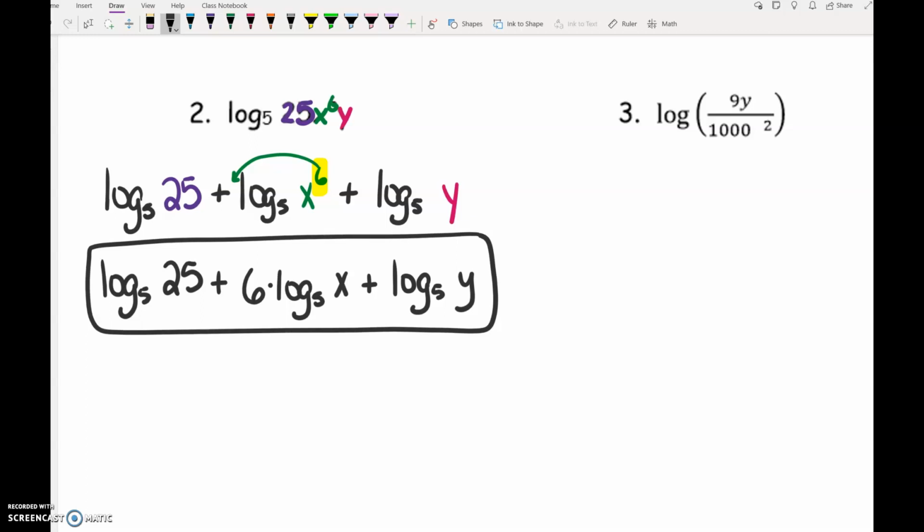Okay, I feel like my number 3 isn't complete. What is number 3 supposed to say? Yeah, there's supposed to be an x in there.